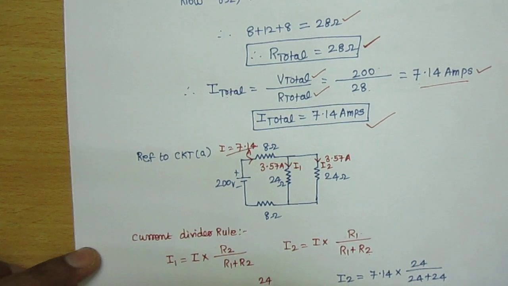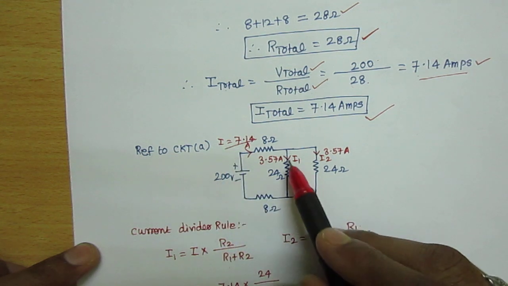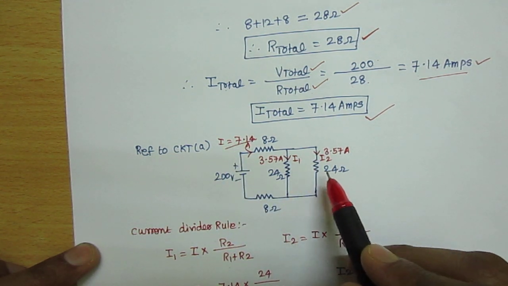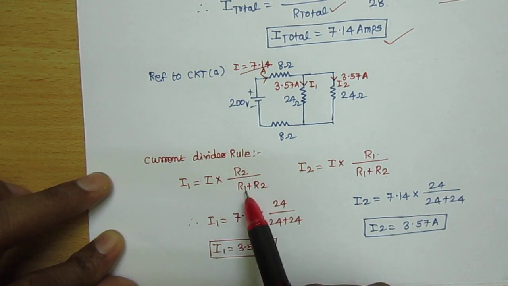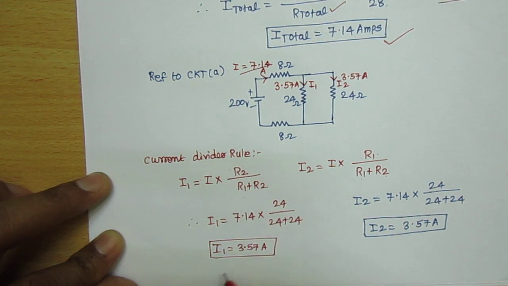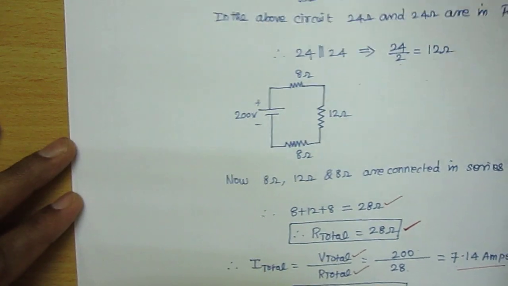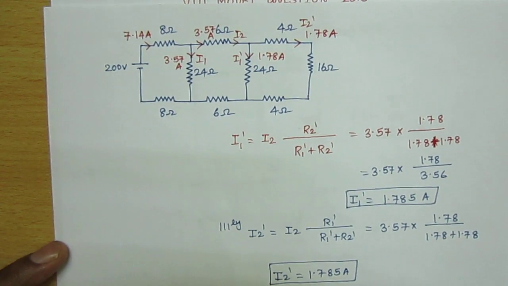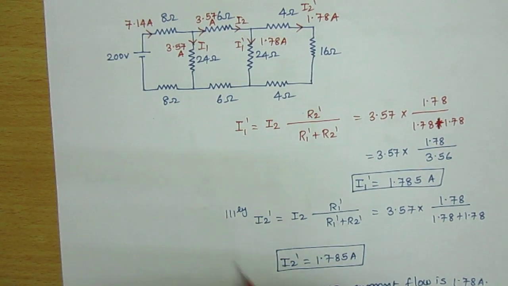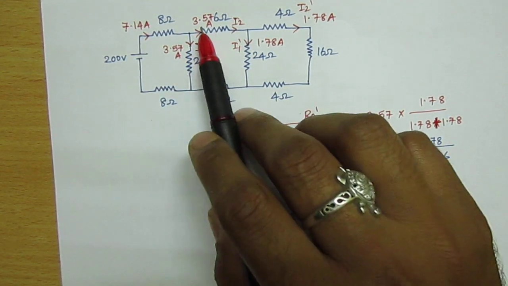Now the total current is going to divide in all branches. This is the entering current, which I name I, and here the two branch currents I name I1 and I2. Using the current divider rule, I1 is equal to the total current times the opposite resistance divided by the total resistance. Using this formula we easily find I1 as 3.57 ampere, and I2 as 3.57 ampere. The current divides equally because the two resistors connected in parallel have equal resistance. Now coming to the main circuit diagram, the total current divides into two equal values, 3.57 and 3.57.